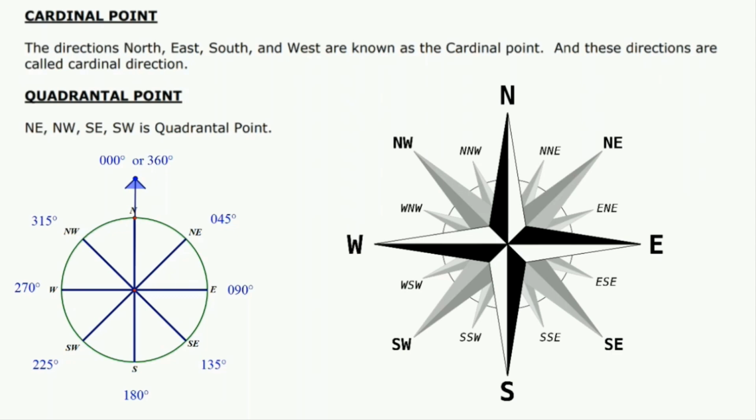Quadrantal points are northeast, northwest, southeast and southwest. So here in the picture we can say 045 degrees, that is northeast, 135 degrees, that is southeast, 225 degrees, that is southwest, 315 degrees, that is northwest. So there are 4 cardinal points and 4 quadrantal points.